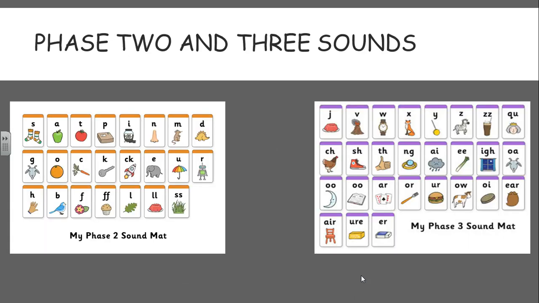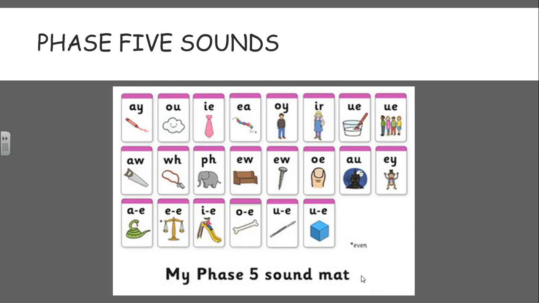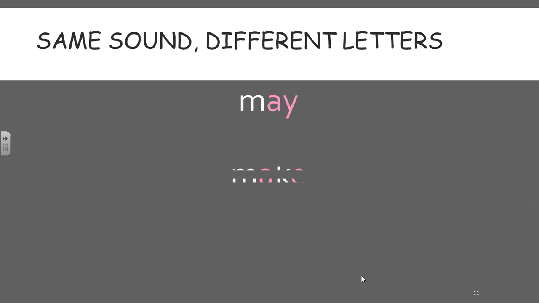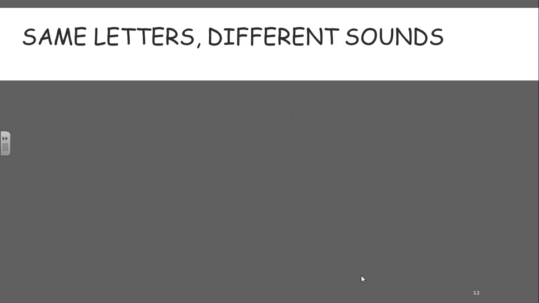Your children will use these sound mats regularly to support their learning. These cover the sounds taught in phase two, phase three, and phase five. There are different ways of representing the same sound, and these get introduced at different points during phases two, three, and five. For example, in all of these words, they all have the A sound represented in a different way.